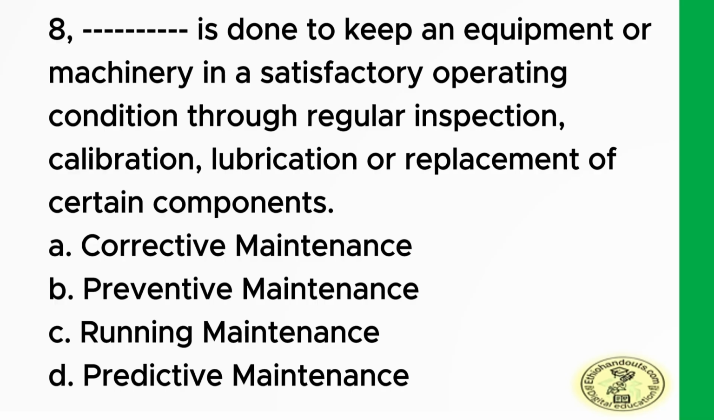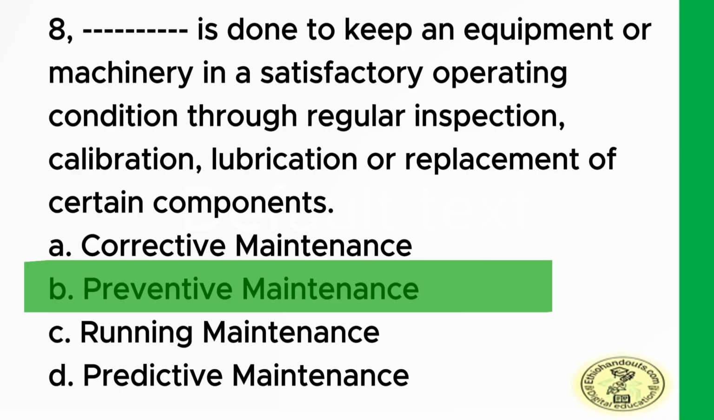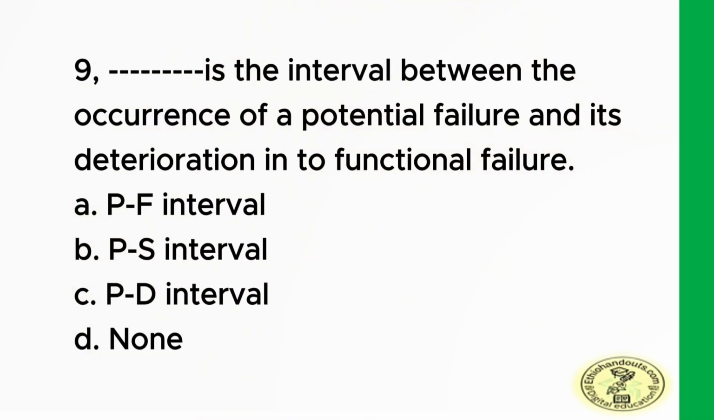A. Corrective maintenance. B. Preventive maintenance. C. Running maintenance. D. Predictive maintenance. The correct answer is B. Preventive maintenance. 9. Is the interval between the occurrence of a potential failure and its deterioration into functional failure.